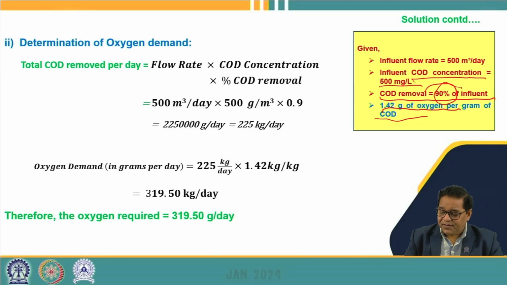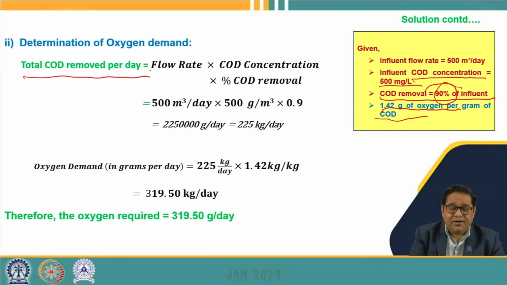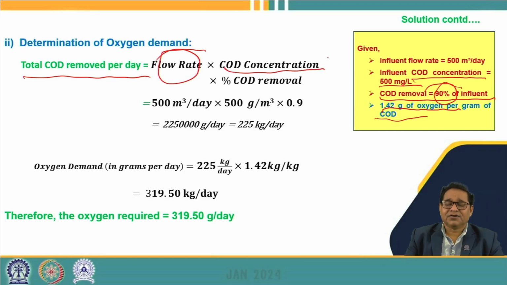So if we want to calculate how much oxygen is required, first of all we have to determine how much total COD is removed per day from the wastewater treatment plant. That is equal to flow rate times COD concentration, multiplied with the percentage COD removal, which will give us the total COD removed in the treatment plant per day.